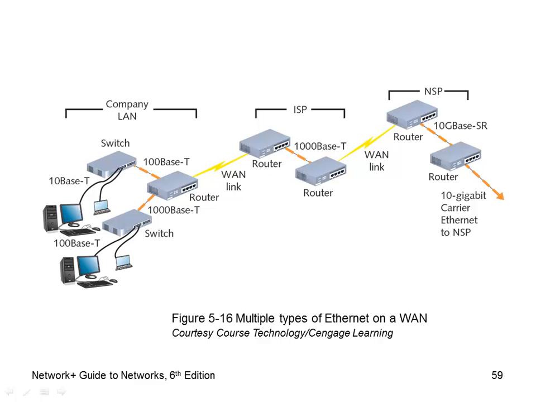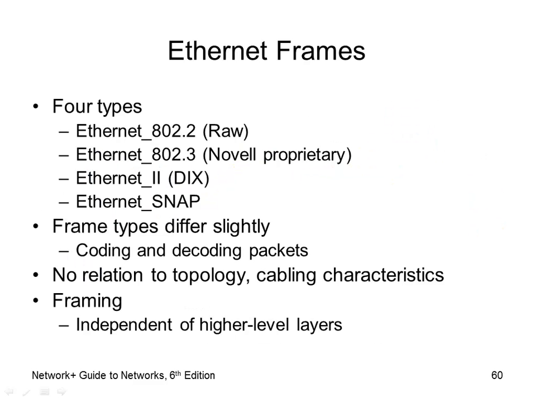Here they're showing too that you can use multiple types of Ethernet on a wide area network. Because you can use switches to change things in media converters, your network doesn't have to be wired the same way. You can have part of your network that's 10 megabit, part of it that's 100, and part of it that's gigabit, with different switches and routers in different places to convert the speeds.